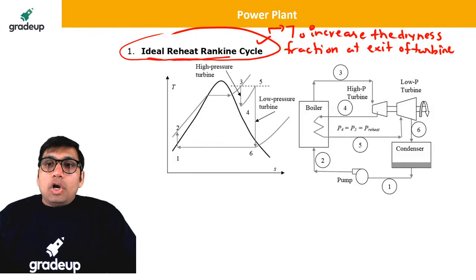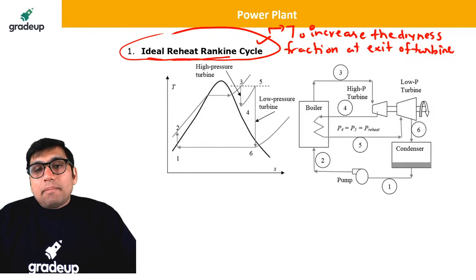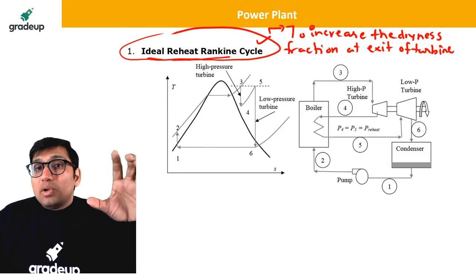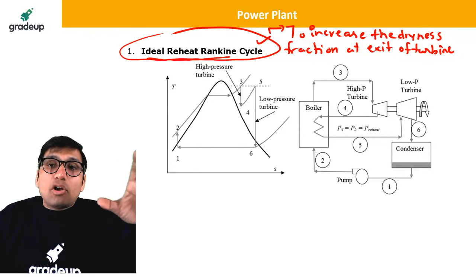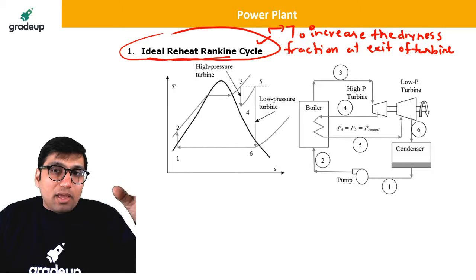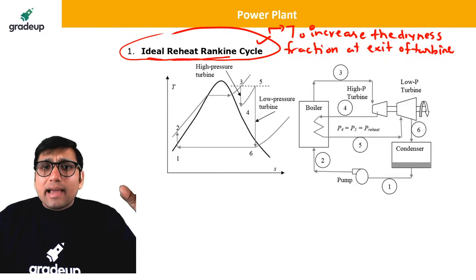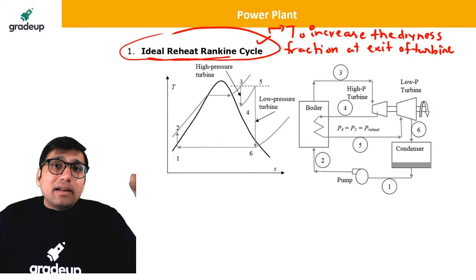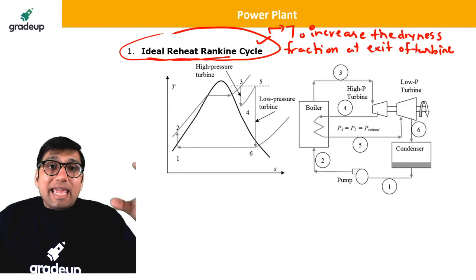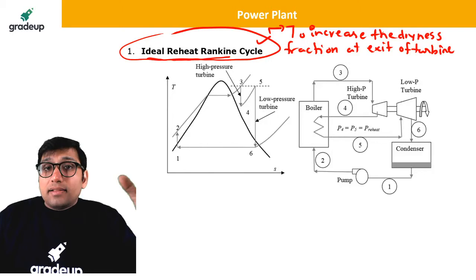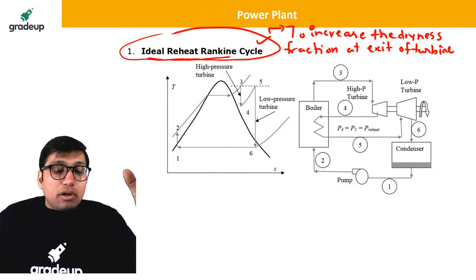It doesn't look nice. So the main purpose of the reheat Rankine cycle is to increase the dryness fraction, or the quality of the steam, at the exit of the turbine. Because generally it has been noticed that in the turbine the expansion of the steam takes place, but if expansion of steam takes place in the liquid plus vapor region, then it can cause erosion of the blades of the turbine.